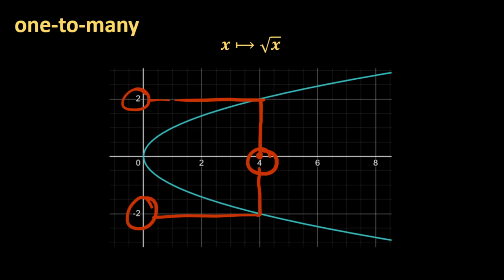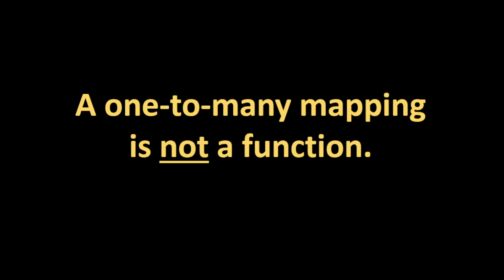Now then, what's the key fact that you need to take away in order to answer the question? The key fact is this: a one-to-many mapping is not a function, right? A one-to-many mapping is not a function. One-to-one is a function, many-to-one is a function, but a one-to-many is not a function. And the question is, why? Why is that the case?